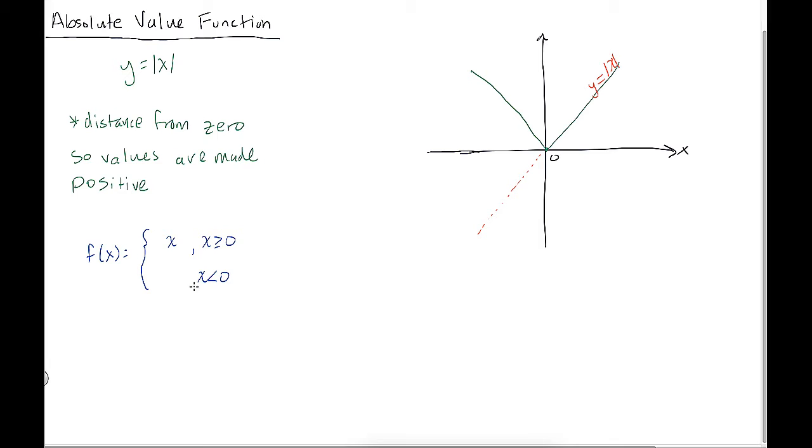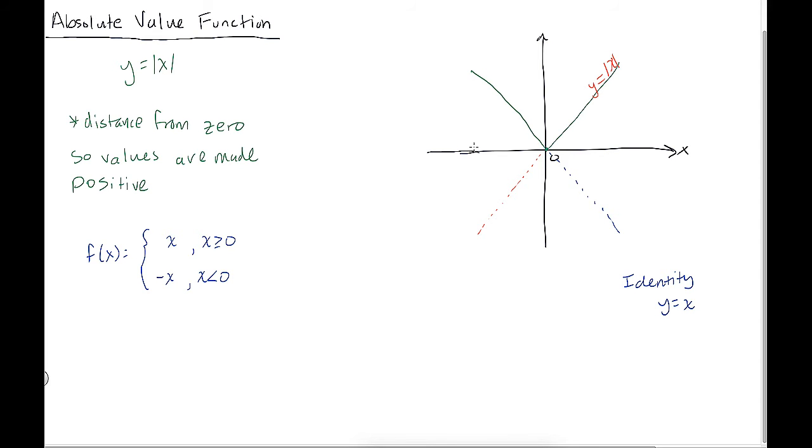Now, what happens though if I look at the piece on the left here? Well, it's almost as if it's a reflection, if you can imagine this, of the identity function. Well, what would that equation be? We know the identity function, remember, is y equals x. So if I were to reflect that over the y-axis, I would get y equals negative x.